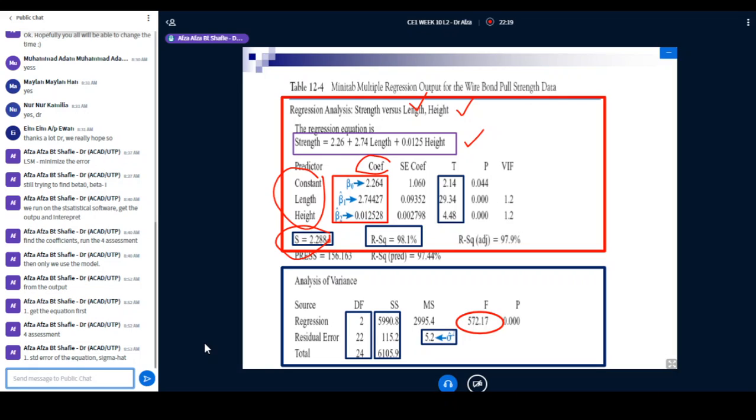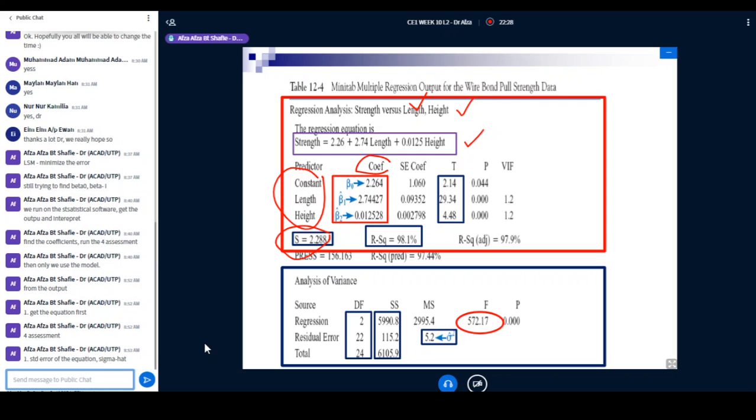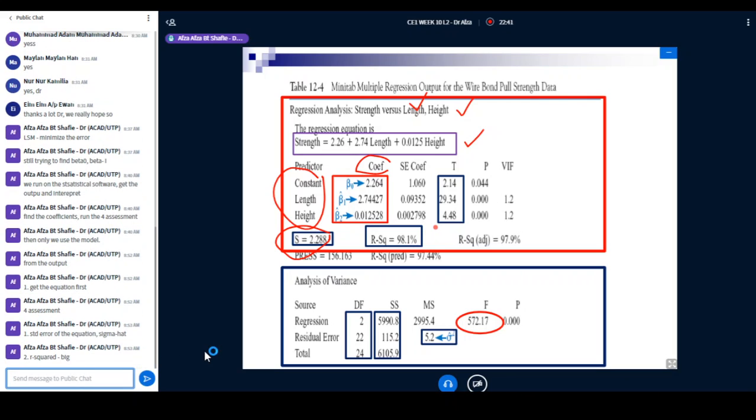Then the next one, we look at the R squared. We want a value that's big. We get a value of 98.1, so this is a good fit. Almost 98% is accounted for by the 2 variables x1 and x2, the length and the height. So this is okay.